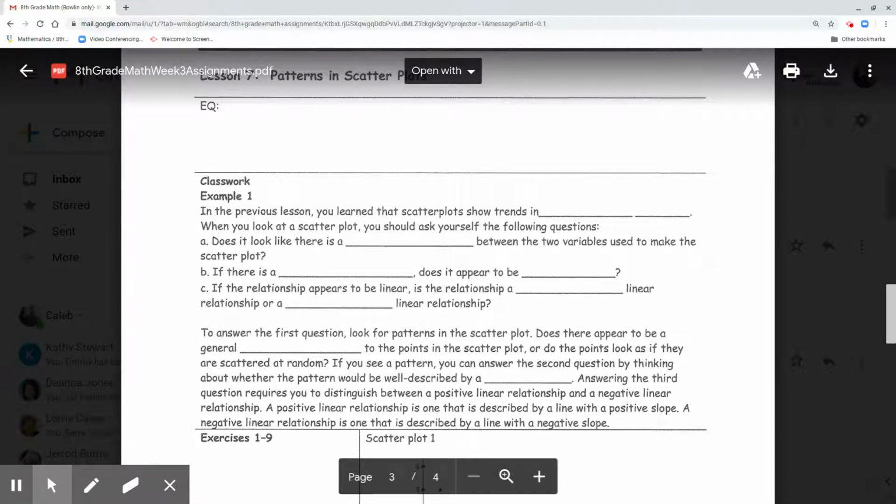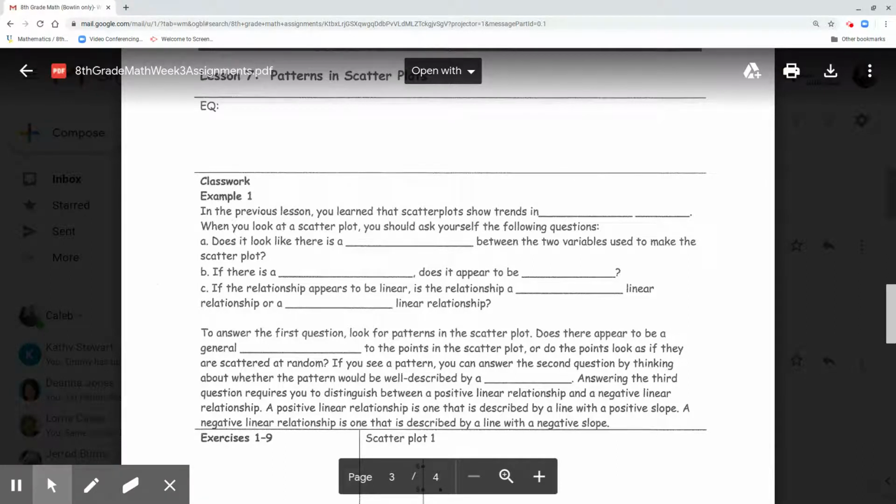So we're going to go ahead and take a look at your second assignment for this week, which is Module 6, Lesson 7. In this lesson, we're going to be going more in depth at looking at what you can tell me about a scatter plot, not actually making the scatter plot itself. So let's go ahead and get started.